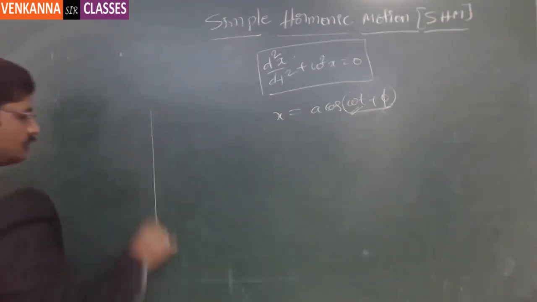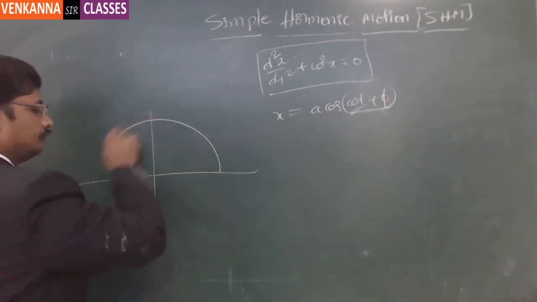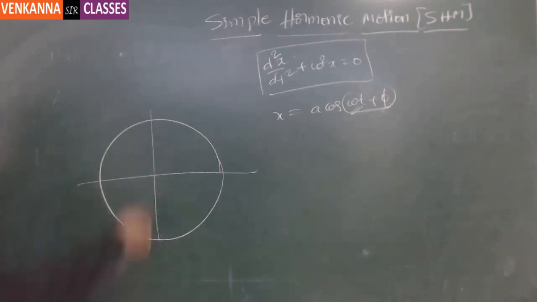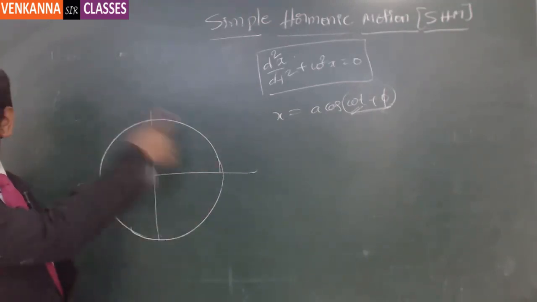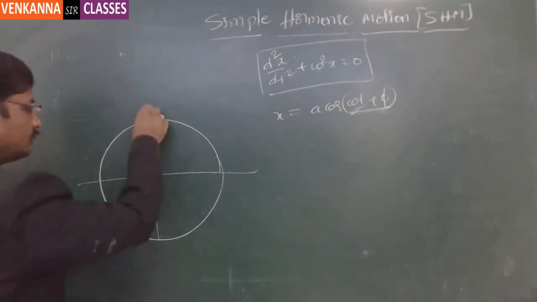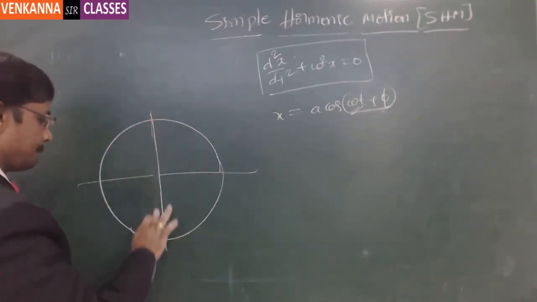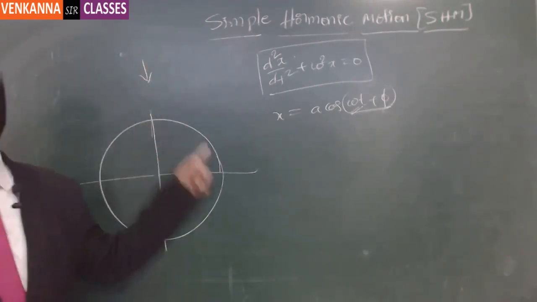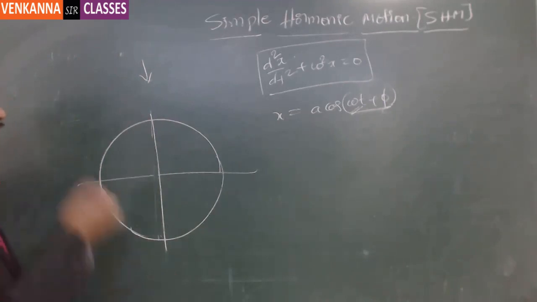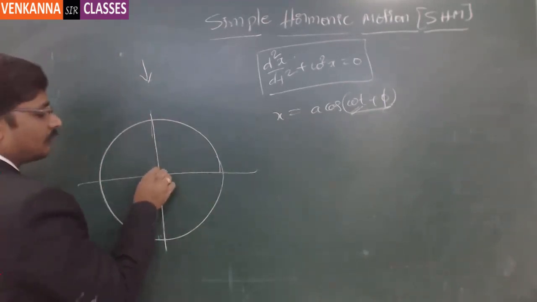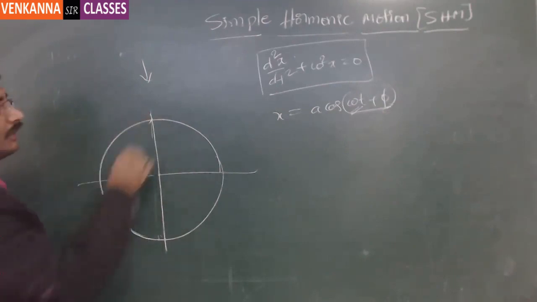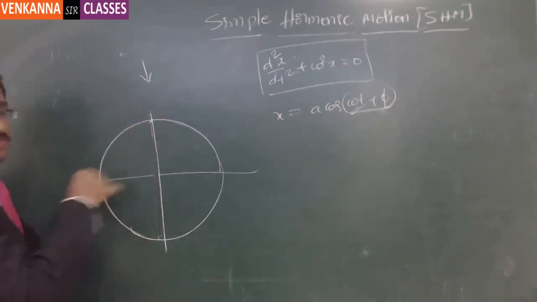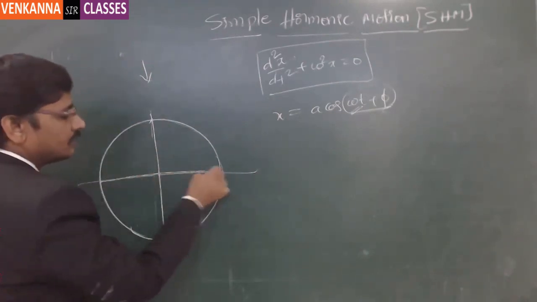If you take the circular motion, see this, this is a circle. Let us say a particle is moving in a circular fashion like this. If you look from the top side, the particle, let us say, is here, and now it started moving in this direction. But if you look from the top side, this circle you will see as a straight line, like this on the horizontal line.